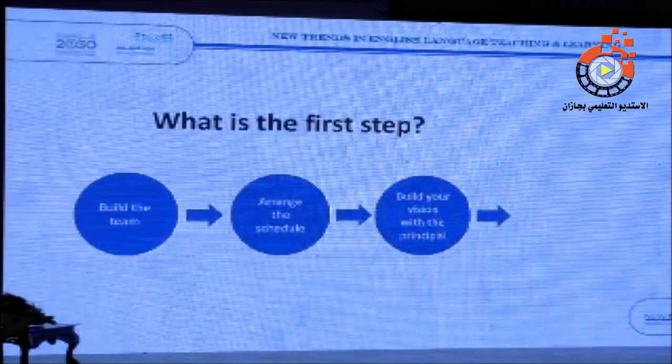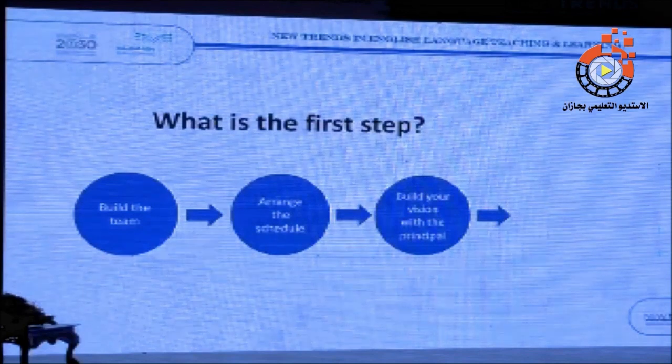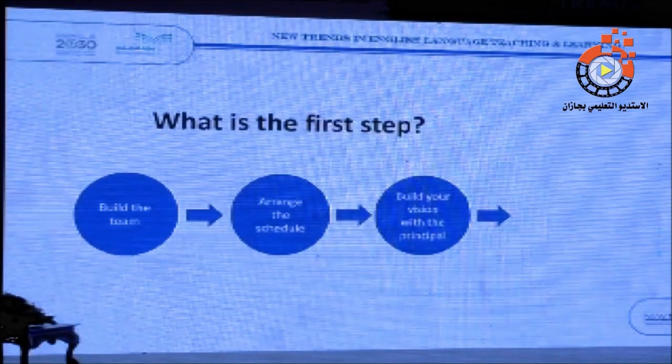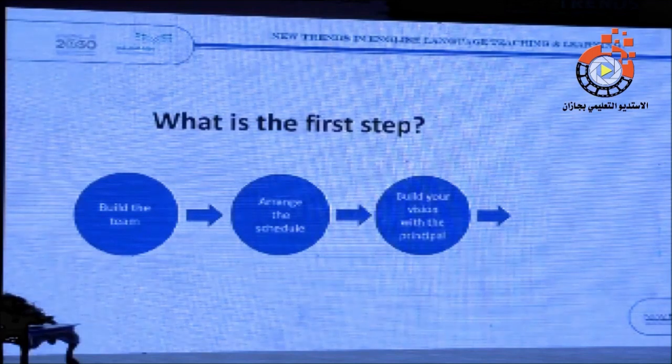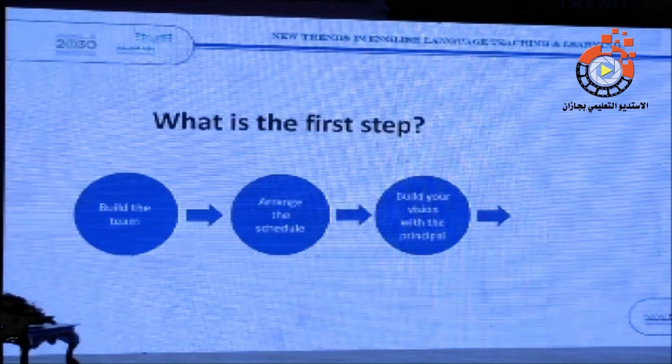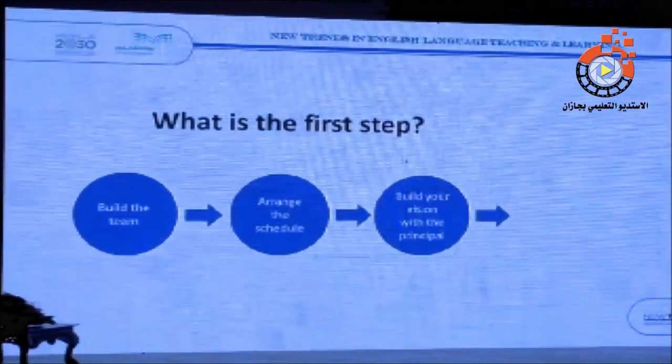What is the starting point? Maybe somebody will ask me, how can we start? Okay, how can we start the BLC? First of all, you must have the will. Second, you must have a team inside your school.